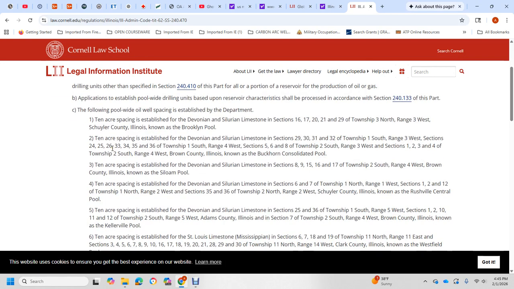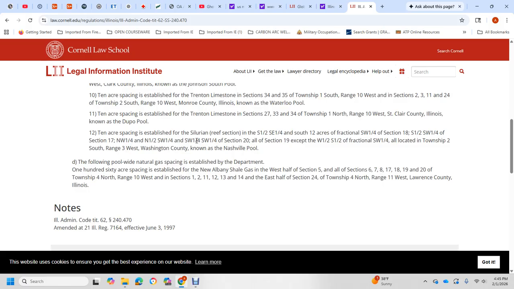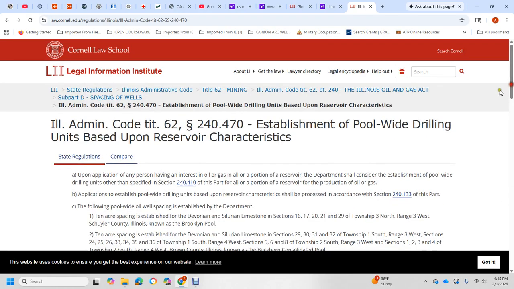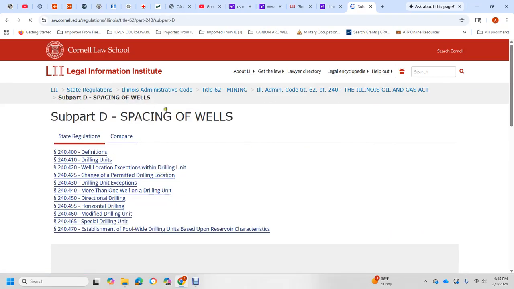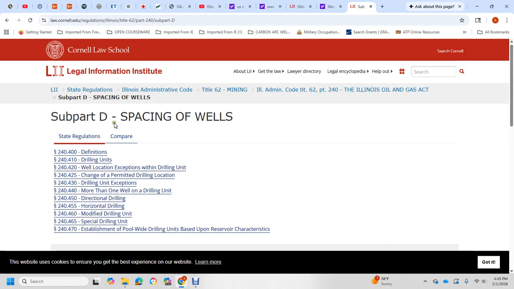Following pool-wide oil spacing established by the department, 10-acre spacing is established for the Devonian, and similarly in limestone, in sections 16, 17, 20, 21, and 29, and the townships, for sections 1 through 12. Following pool-wide natural gas spacing established by the department, 160-acre spacing is established, showing the spacing of the pool-wide units. And that is the last of the spacing over the wells.